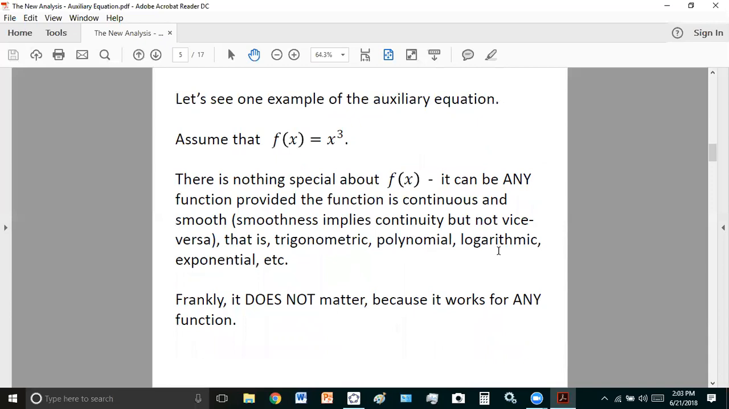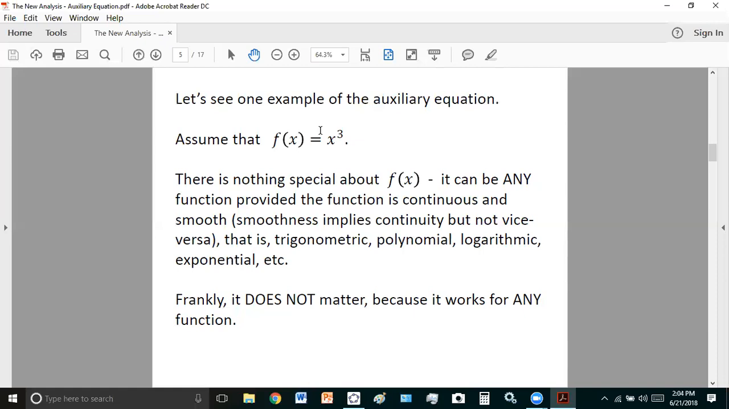Let's see how. We're going to use the example of the cubic, and there's nothing special about it. You can use any function you like. Each and every function that is continuous and smooth, and it's not necessary to mention continuous, only smooth, there is an auxiliary equation. So provided the function is smooth or differentiable, as you hear in mainstream circles, over a given interval, then you will be able to find an auxiliary equation. Actually, the interval has nothing to do with it, but there are other specifics that come into play, which we'll see in a moment.